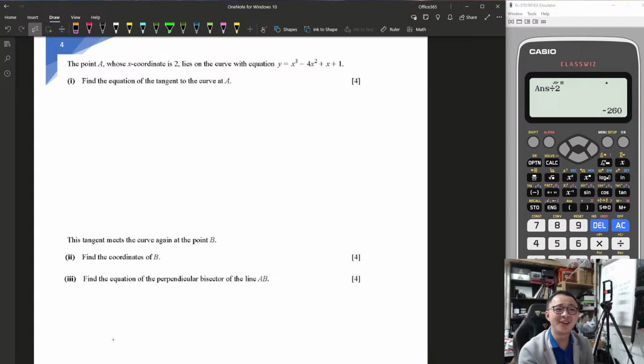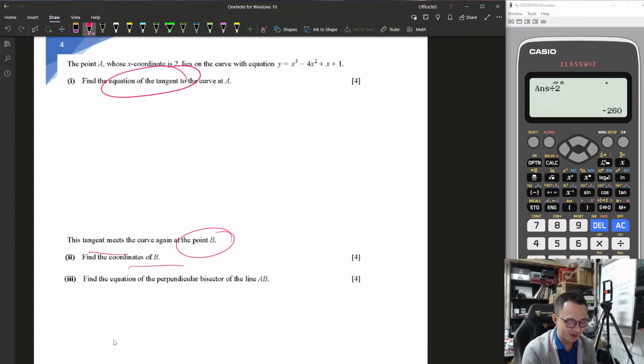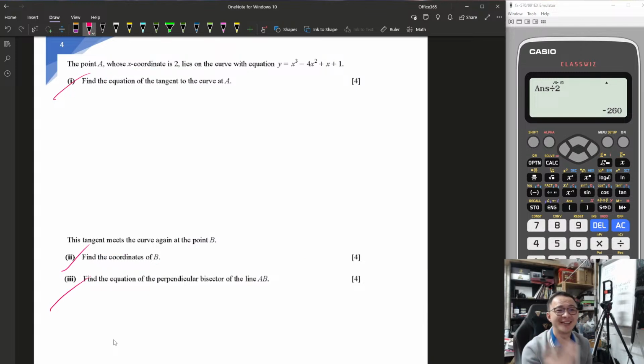I believe all the students here have already learned differentiation, right? So the equation of the tangent is easy. And then this tangent meets the curve again at the point B, and then it asks you to find the coordinate B, and then find the equation of the perpendicular bisector of AB. 4 marks, 4 marks, 4 marks, 12 marks in IGCSE. See whether you can get it or not.